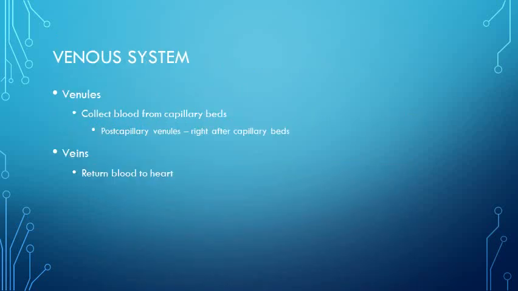The venous system. In the venous system, there are venules and veins. Venules collect blood from capillary beds, and there are also postcapillary venules, which are right after capillary beds. Veins are also in the venous system and return blood to the heart, and they have much thinner walls than capillaries.